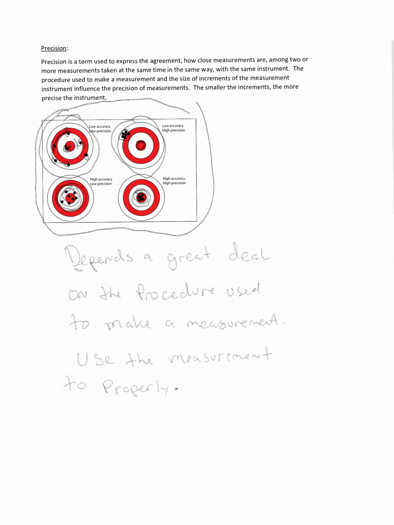So really, precision depends a great deal on the procedure that we use to make a measurement. So if you're not using the instrument the way it's designed to be used, your precision is not going to be very good. It'll probably affect the accuracy as well, but you're definitely not going to have very good precision. So for instance, if we use a graduated cylinder, and this is the meniscus, when you use it properly, you're supposed to look at it at the same level as that meniscus.